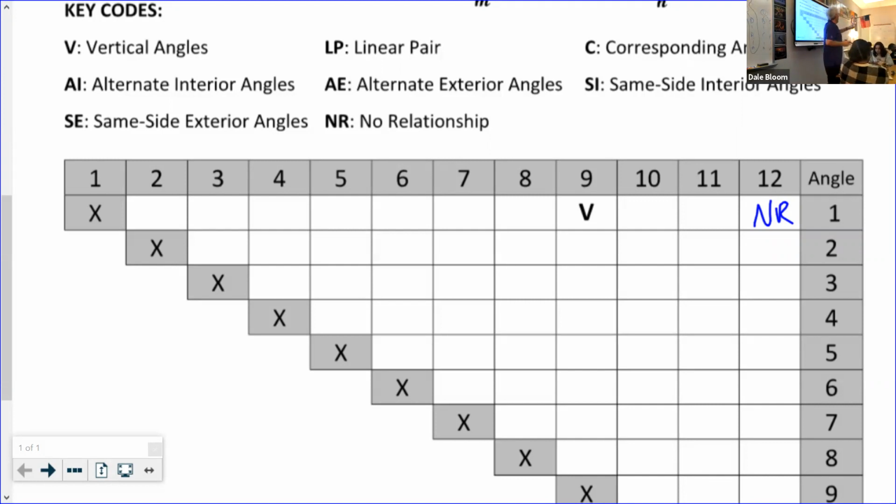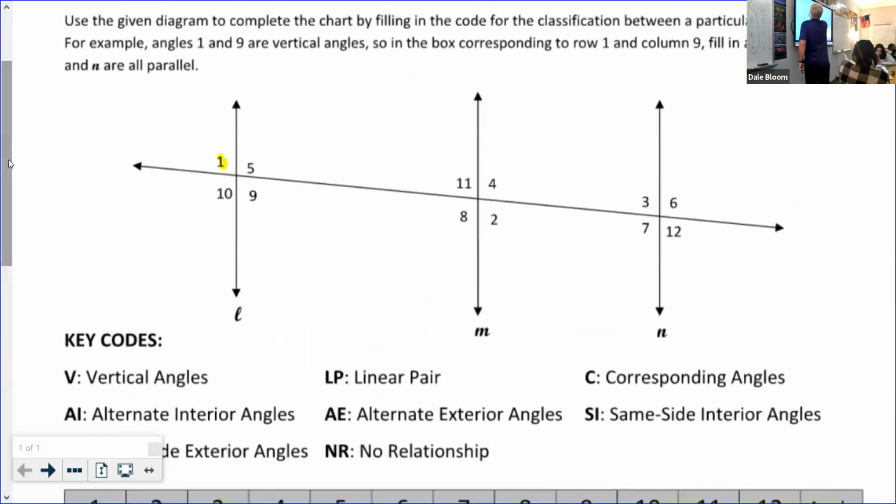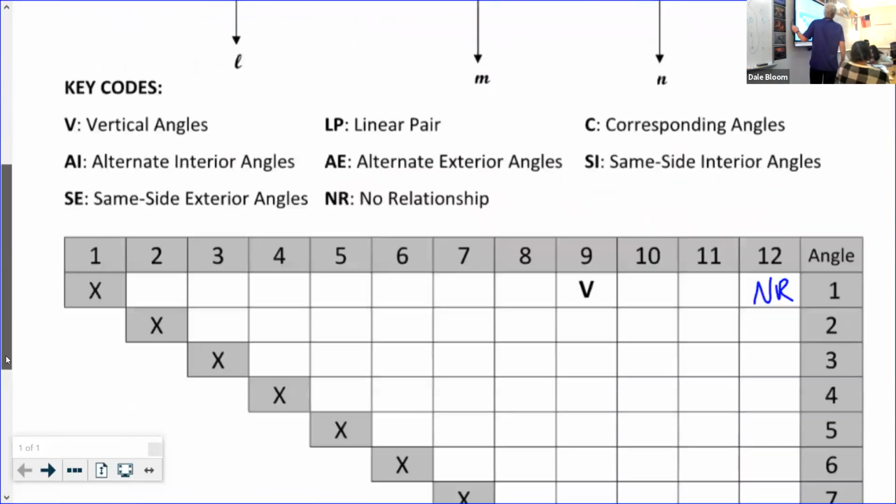Just know that angle 1 and angle 12 do not have a relationship. Because look where they are. Angle 1 is right here. Angle 12 is right there. Now, if the angle 12 was over here, I could say alternate exterior angles. But we're not going to see anything like that in geometry. So I'm not going to go there. I'm going to tell you there's no relationship.